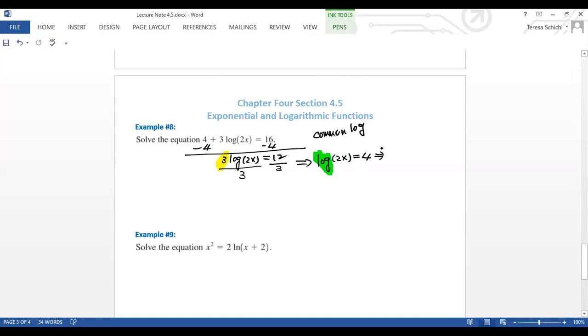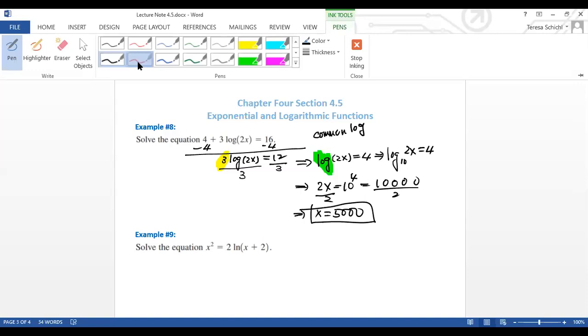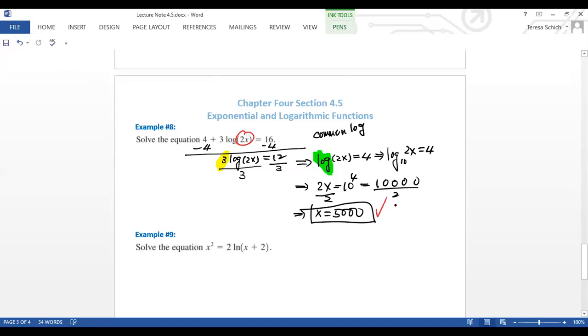If this is a common log, then the base of this log is what? It's 10, right? You can write here 2x equal to 4. Then I can change that. So it's 2x equal to 10 to the what? 10 to the 4th, right? So 10 to the 4th is 10,000. So then divide by 2 on both sides. So what is my x here? x is 5,000, right? Okay, so the 5,000, you check back in your equation. Oh yeah, it's positive. So this is okay. So this will be a solution here.